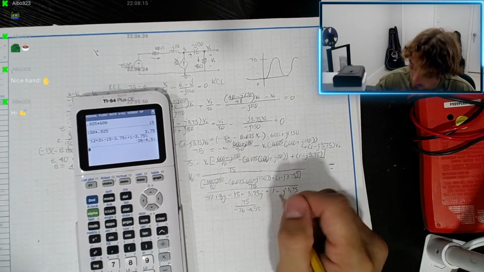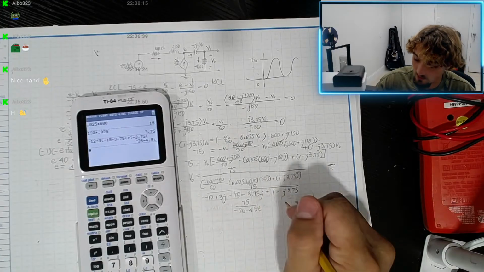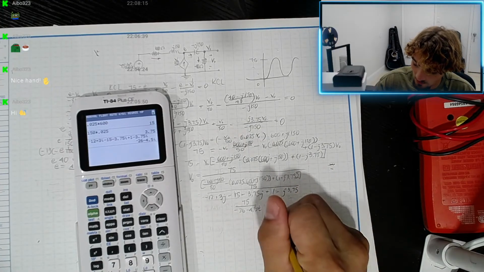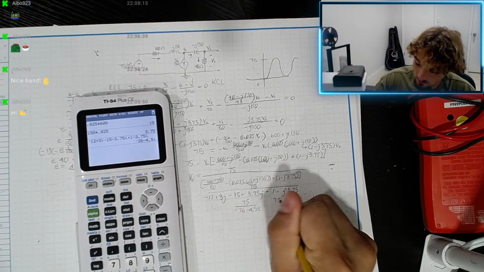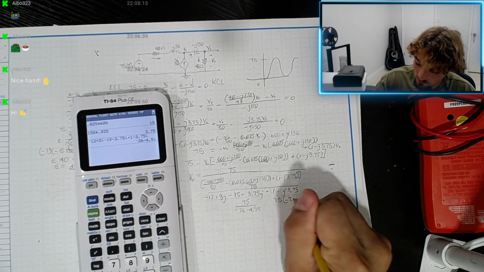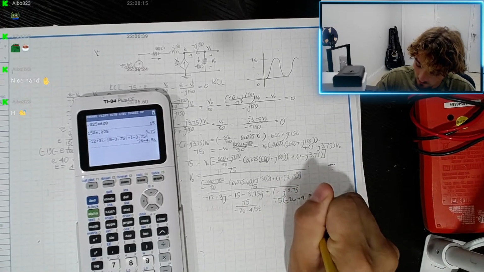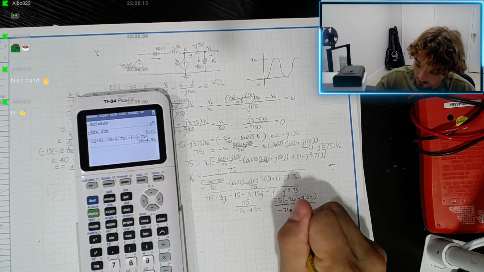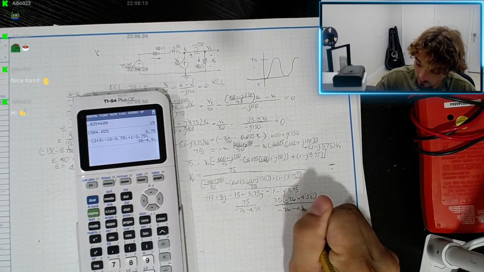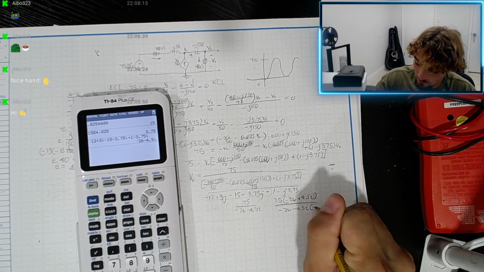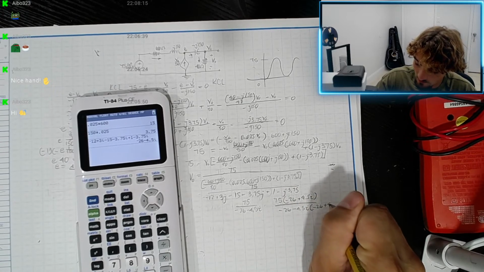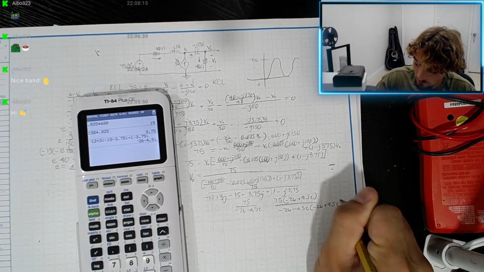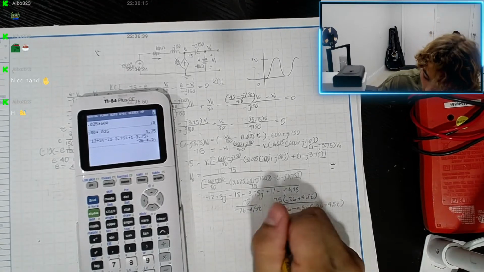Okay, so now at this point we would multiply by the complex conjugate. So 75 multiplied by negative 26 plus 4.5 I, divided by negative 26 minus 4.5 I multiplied by negative 26 plus 4.5 I. Man, I wrote an I again. Anyways.